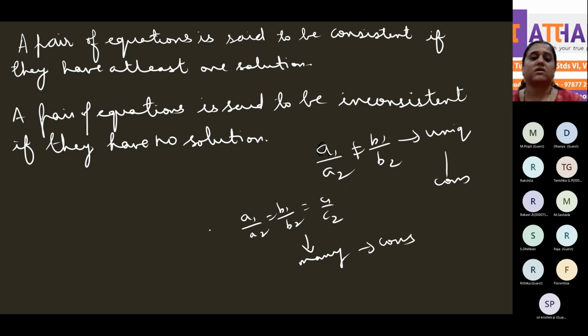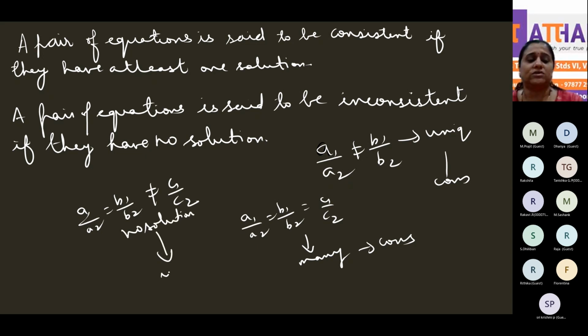When A1 by A2 is equal to B1 by B2 is not equal to C1 by C2: no solution. Inconsistent equations.